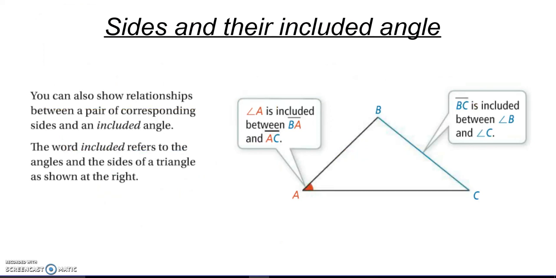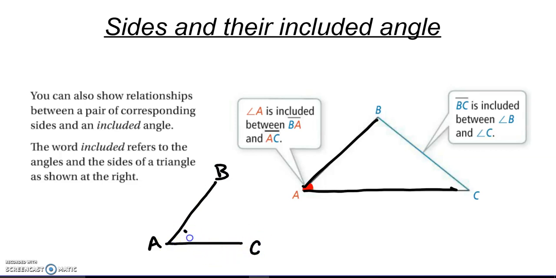Let's talk about something called sides and their included angle. You can show relationships between a pair of corresponding sides and an included angle. So here's what an included angle looks like. Here they have angle A. Angle A is the included angle to sides BA and AC. If I drew side BA and then I drew side AC, they create angle A. So A is the included angle to BA and AC.